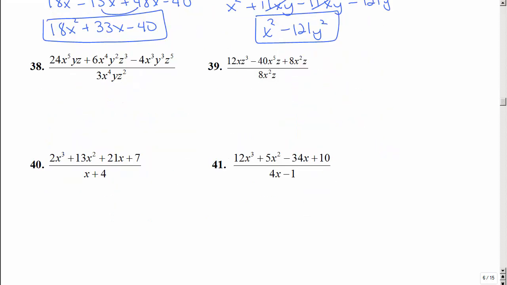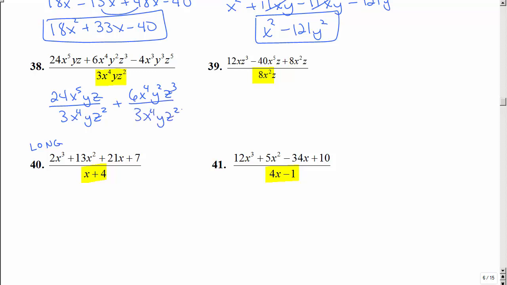Now we're going to look at division. We're either dividing by a monomial or by a binomial. If it's by a binomial, you have to use long division. If it's a monomial, you can just separate them into different fractions. So you have 24x to the 5th yz divided by 3x to the 4th yz squared plus 6x to the 4th y squared z cubed over the same denominator. And continue. And I hope I don't miss any exponents.